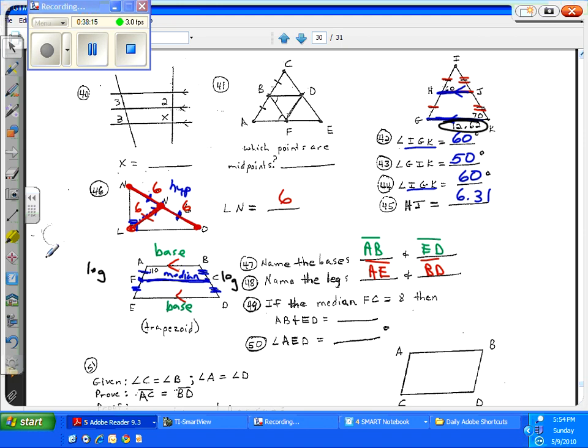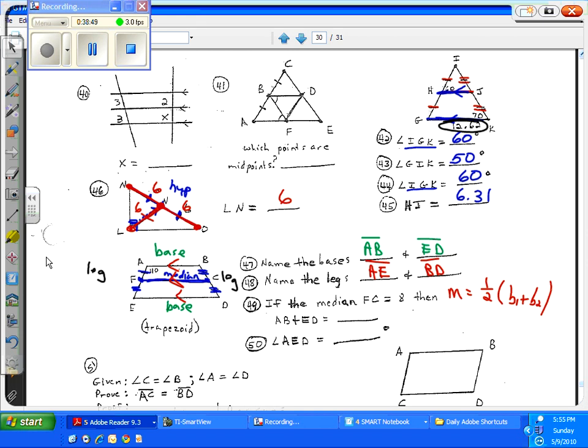And the median is the segment that joins the midpoints of the legs. We know that the median has two properties. Number one, the median is parallel to both bases. And number two, the length of the median is equal to 1/2 the sum of the lengths of the bases. Or we could say that the length of the median is the average of the lengths of the bases.